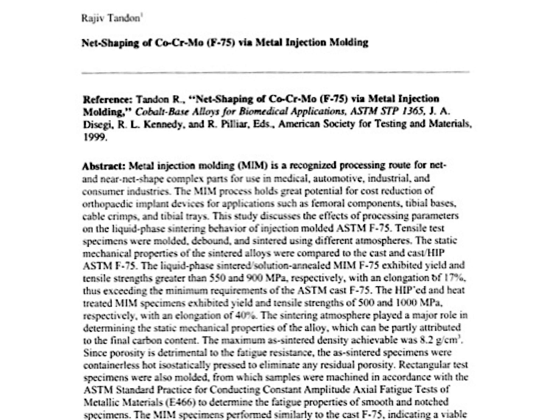Let me find the right one. There it is. Net shaping of cobalt chrome via metal injection molding. And so that's a very basic title, and that represents the fact that he was one of the first people to publish in this area.